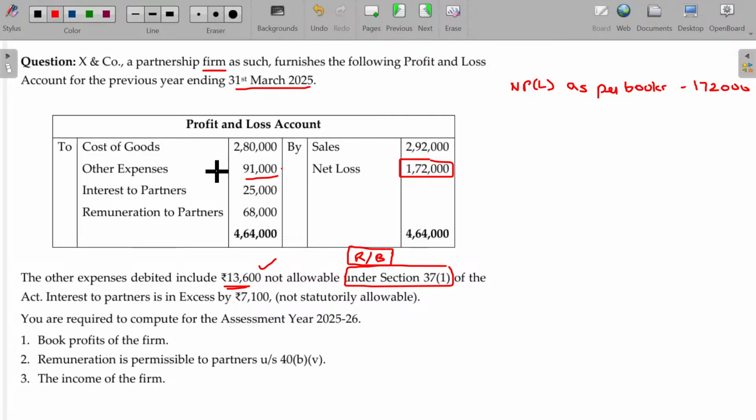If you subtract 13,600 from here, the debit side expenses are reducing and it will increase the profit. But in case of loss, it will be decreasing. Okay. So, you add disallowed expenses under section 37 class 1, the value being 13,600.